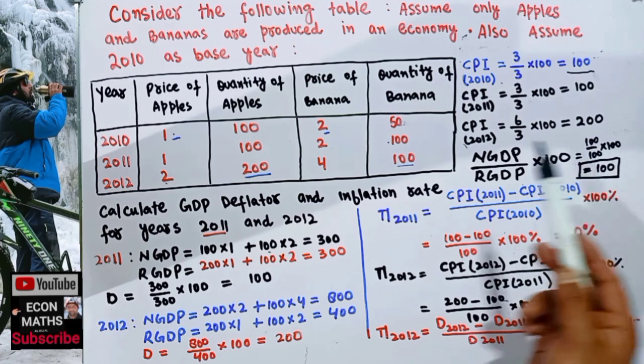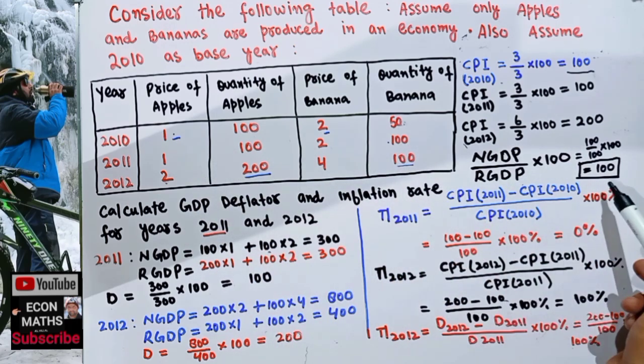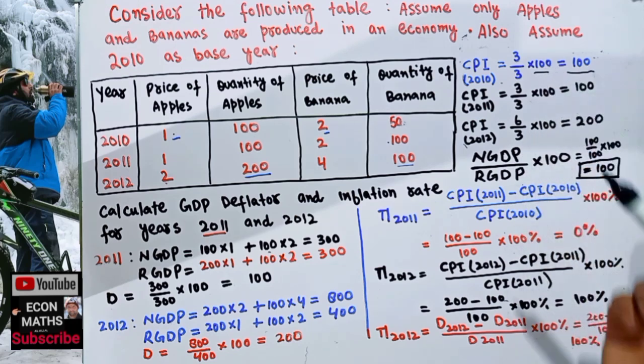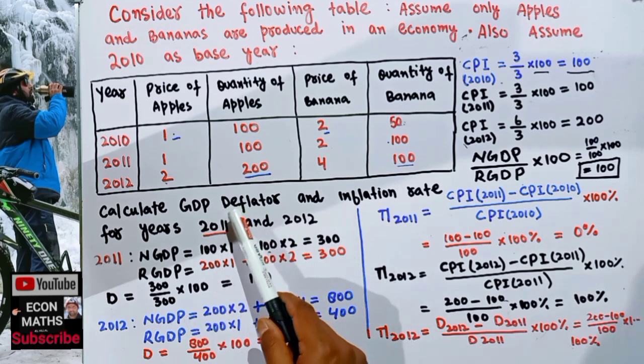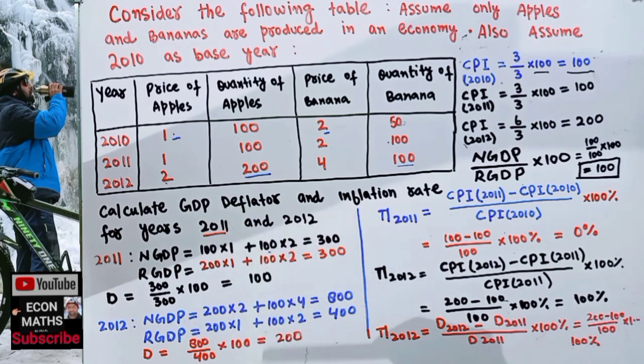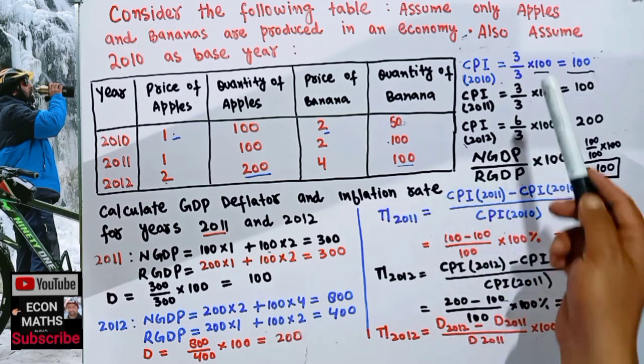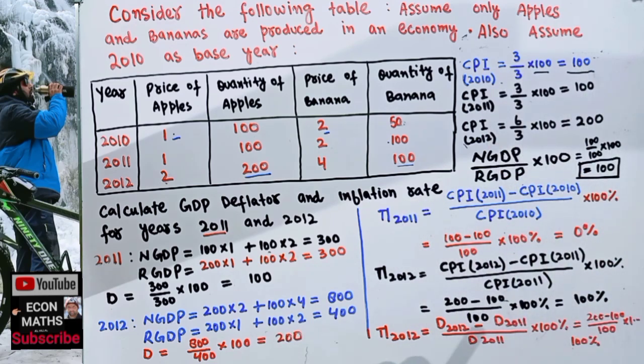In the same way, the GDP deflator for the base year is always equal to 100 or 1000, whatever you take. For the sake of simplicity we take 100, and at times we use 1000. So this is how we calculate the GDP deflator and the inflation rate. We can always use the GDP deflator in calculating the inflation rate, or we can use the CPI method.